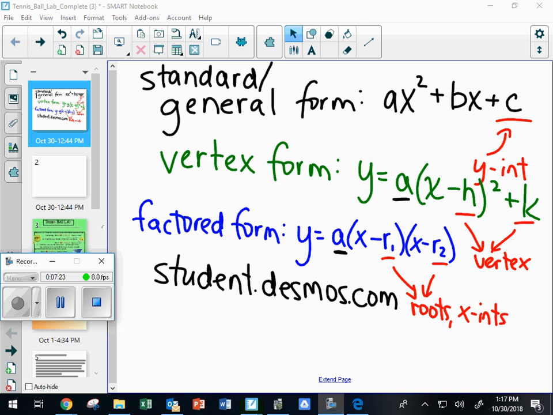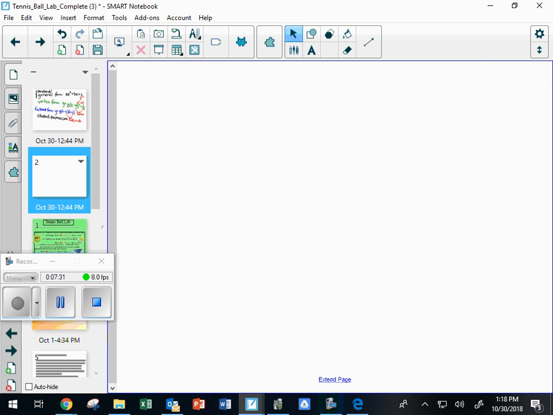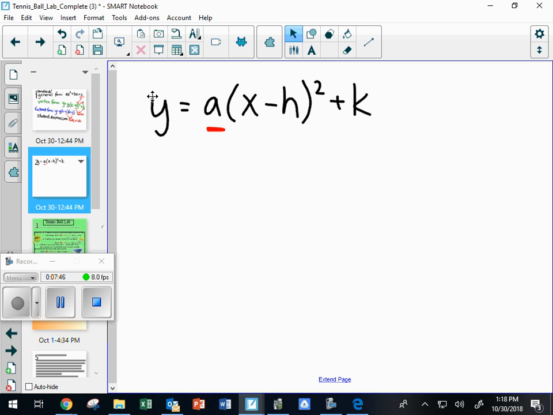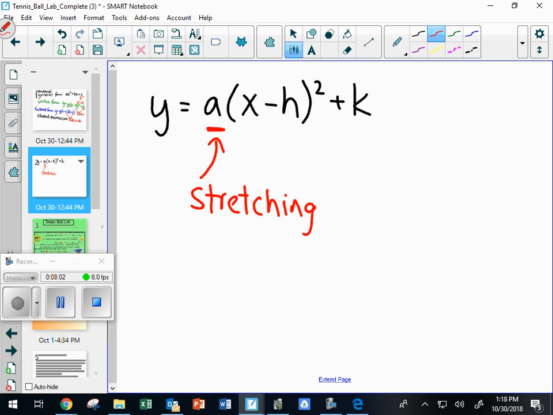So we have all done that Desmos activity now. The majority of people got through it. What I wanted to look at was that coefficient A. If we look at the vertex form in particular, we had this A here. What did this A stand for? What do you think? Stretching and shrinking. Exactly. This right here tells us whether we are stretching or shrinking our graphs.